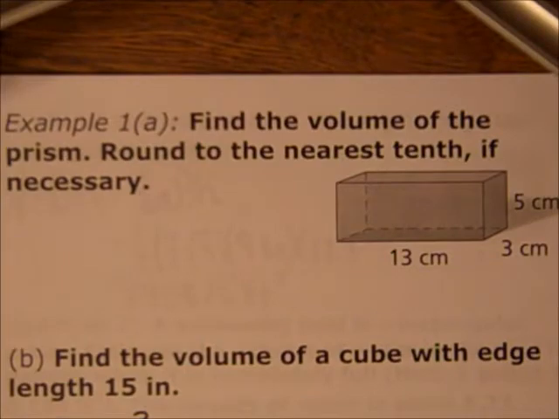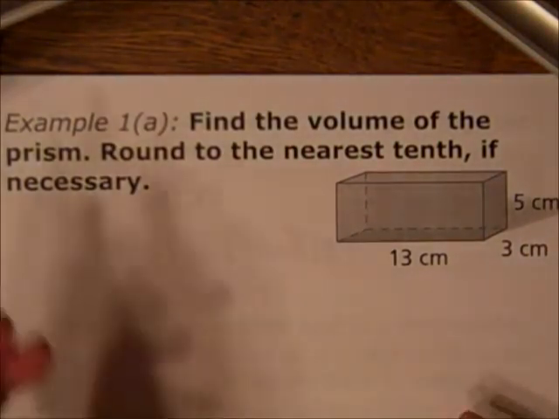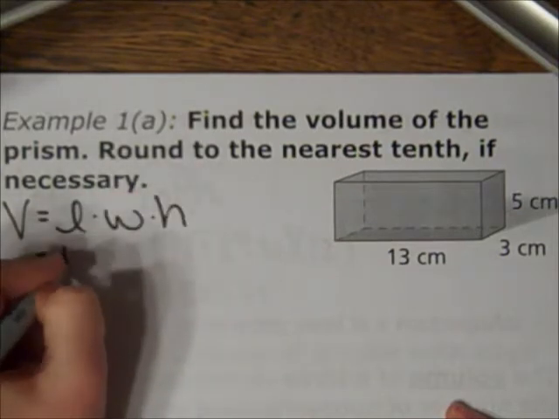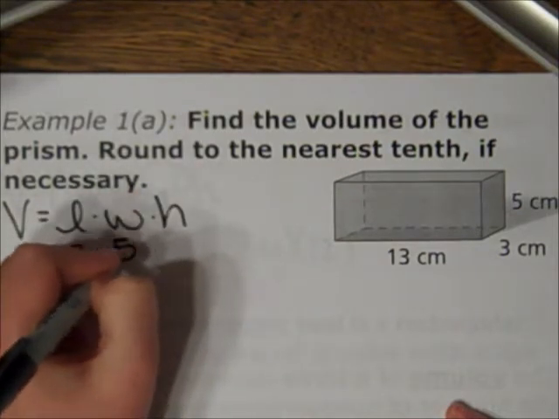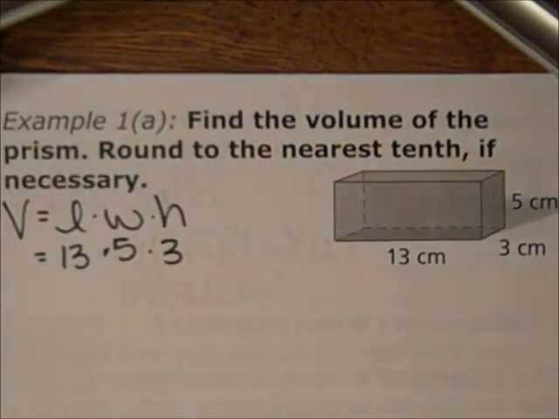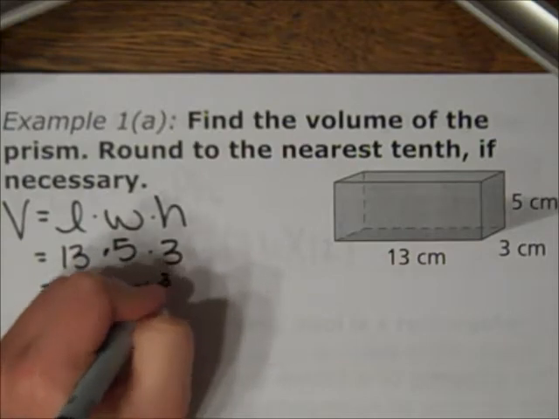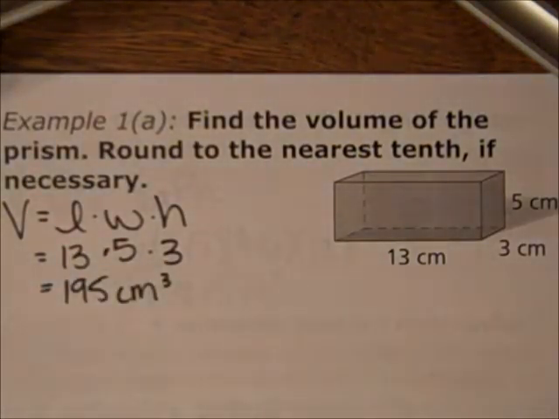Okay, so find the volume of the prism, round to the nearest tenth. So this is a rectangular prism, so this is very easy. We can use our shortcut here. Volume equals length times width times height. And we're multiplying them all together in the end, so it really doesn't matter whose length, whose width, and whose height, because they're all going to get multiplied. Let me open my iPad for my calculator here. So 13 times 5 times 3. And that gives us a volume of 195 cubic centimeters. So make sure you're putting your units. Okay, try the next one by yourself.